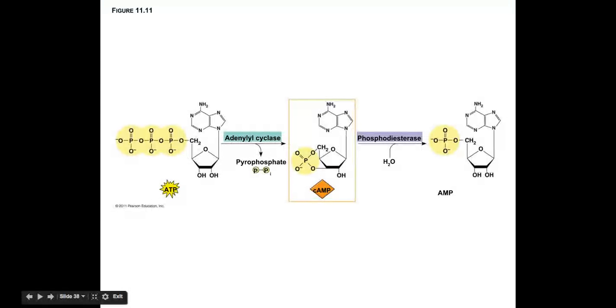So here we take a look at an ATP molecule, right? So this is our high energy molecule. And adenylyl cyclase is going to cut off two of the phosphate groups and end up with this molecule called cyclic AMP. This molecule is our second messenger and can go on to activate other things in the cytoplasm.